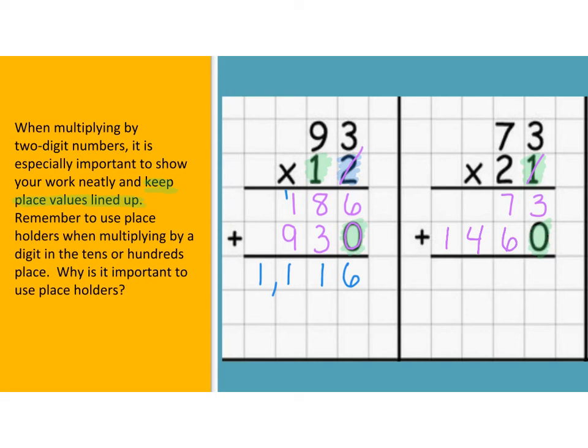When I add my two numbers together, I'll have my answer, or my product. 3 plus 0 is 3. 7 plus 6 is 13. Carry my 1. 4 plus the 1 I carried is 5. And 1 plus nothing is 1. So 73 times 21 is 1,533.